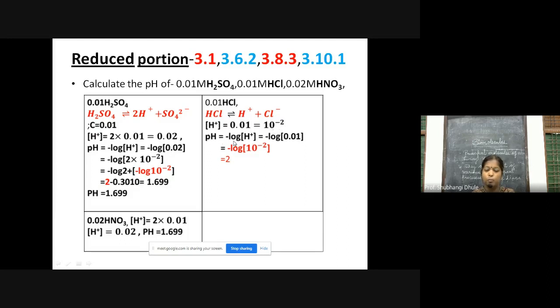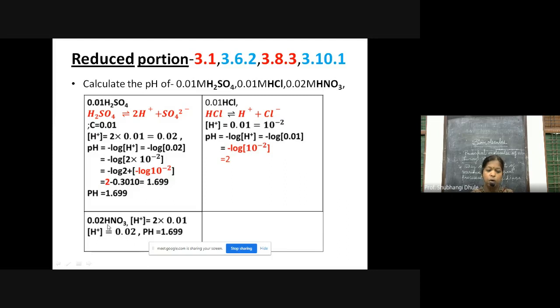So pH is equal to minus log of concentration of H plus, so minus log of 0.01 here, so it becomes minus log of 10 raised to minus 2. It's very easy, it is 2. This is negative, negative becomes positive, log of 10 raised to 2 is 2.